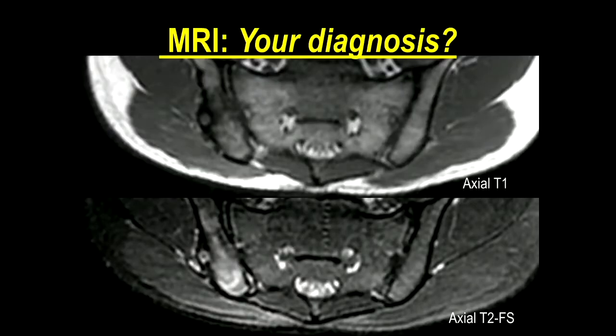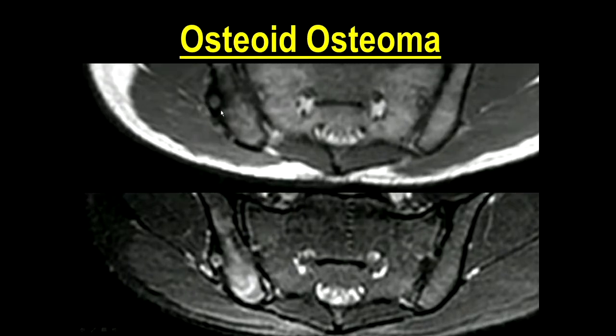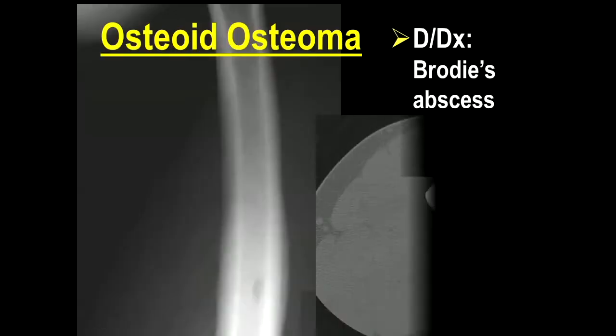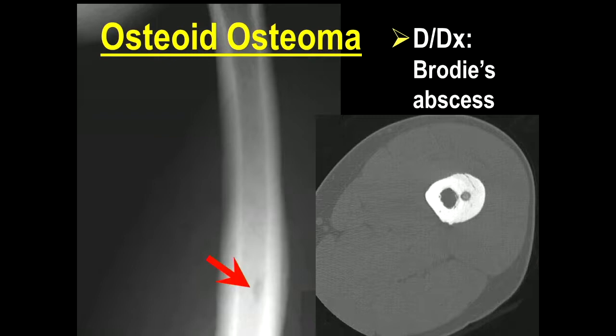What's your diagnosis here? Two axial images, a companion case to the last one, showing a small nidus of an osteoid osteoma and adjacent reactive bone edema. So on MRI, the nidus is commonly seen, but is subtle, and there's a lot of surrounding edema. Osteoid osteoma, the differential usually includes or may include a Brodie's abscess.